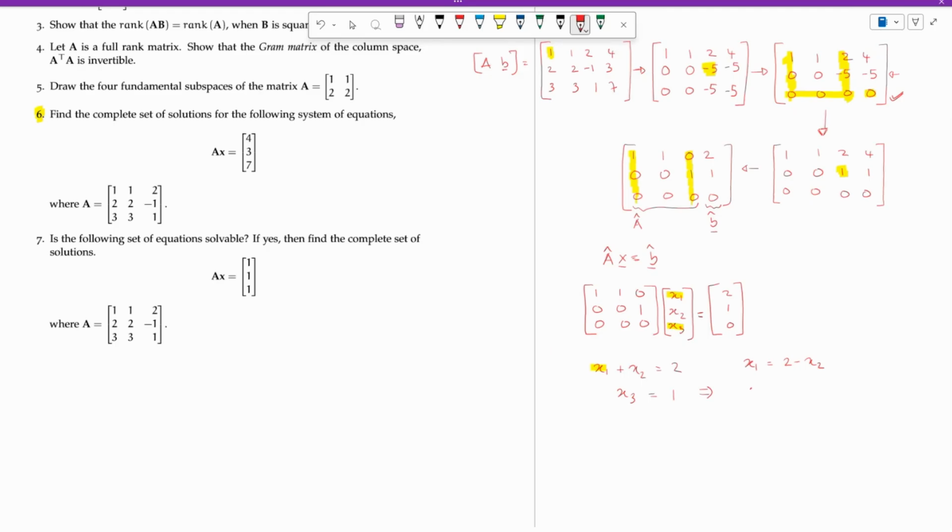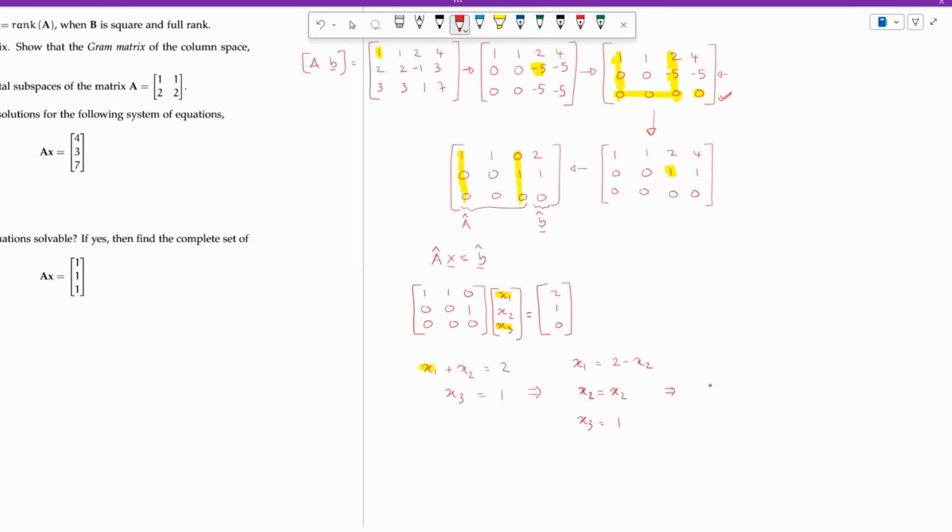So we have x2 equal to x2. Okay. Now we can write this as your x vector is 2 minus x2, x2, 1, which is nothing but 2, 0, 1. That's the particular solution, plus x2 times minus 1, 1. Okay? That's the complete solution.